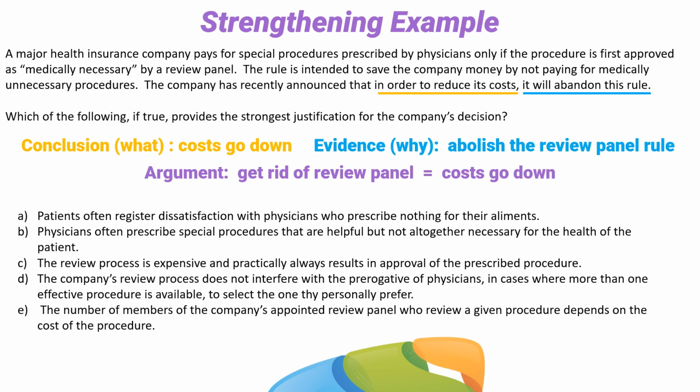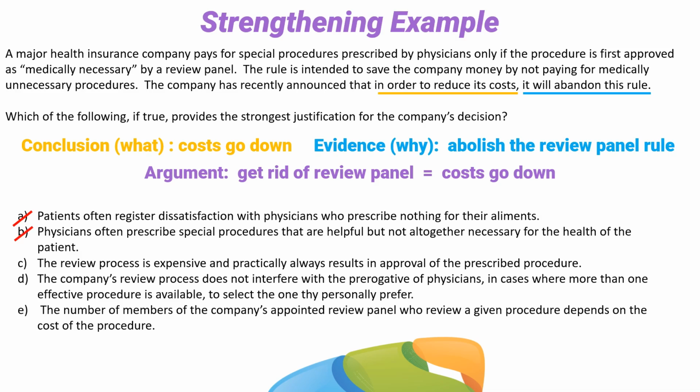Now we're asked to strengthen that argument, so we need a reason why eliminating the review panel will make the costs go down. Okay, let's look at our answer choices. All right, first off, A is out. And A is out because it doesn't have anything to do with cost, doesn't even mention costs. A can't be right. What about B? Well, let's think about this. B actually goes the other way. B is saying that sometimes doctors do prescribe these unnecessary treatments and that the review panel wouldn't have allowed them to do that. B is a reason why costs would go up when you eliminate the review panel. We need a reason why costs would go down.